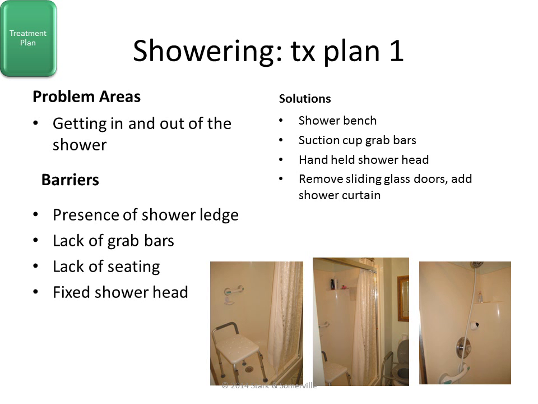Another example for this same one, and I guess I already kind of told a little bit of this story. She had difficulty getting in and out of the shower, and part of it was because she didn't have grab bars or proper seating at all at the beginning. The shower ledge was in her way, and she had a fixed shower head. So the solution was that bench, the suction cup grab bars, a handheld shower head, and she removed her sliding glass doors and added a curtain.